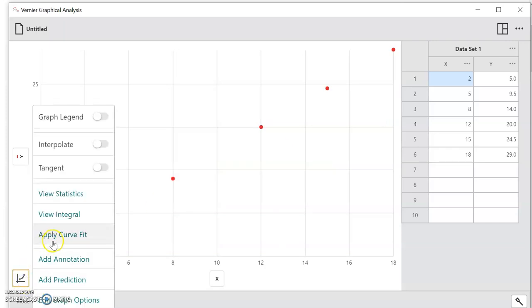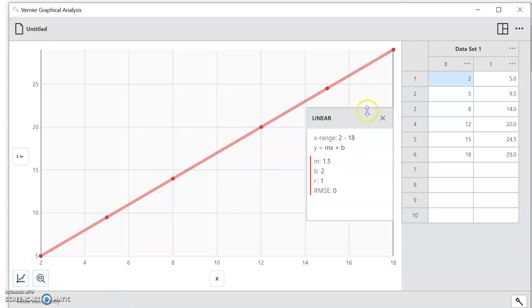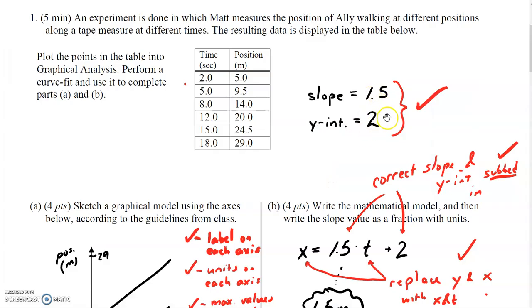I did a curve fit that was linear, which gave me this linear regression model. The linear regression model gave me a slope of 1.5 and 2. So I went back to this. That's where I got the slope of 1.5 and 2. That is worth 1 point, getting these correct values.